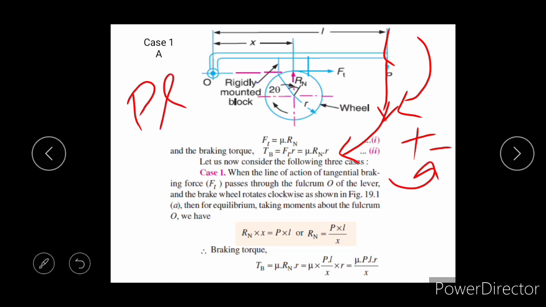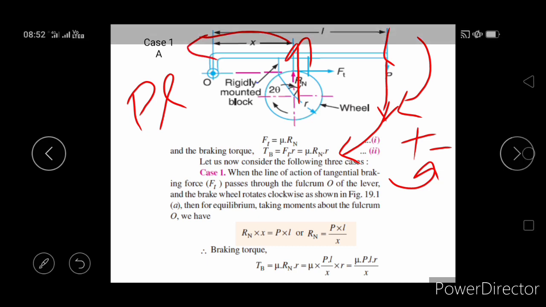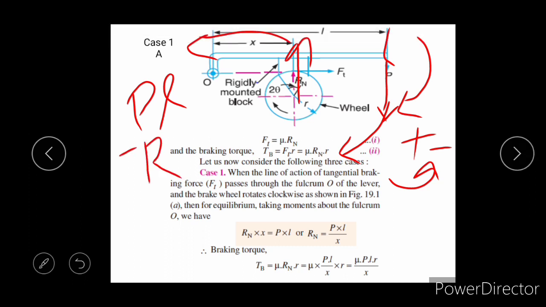This one we have done. Now go for Rn. Rn is acting in vertically upward direction. So Rn into the line of action, distance of line of action of Rn from O is x. So Rn into x, in which direction? This will be the anti-clockwise direction. So it will be minus. So minus Rn into x.